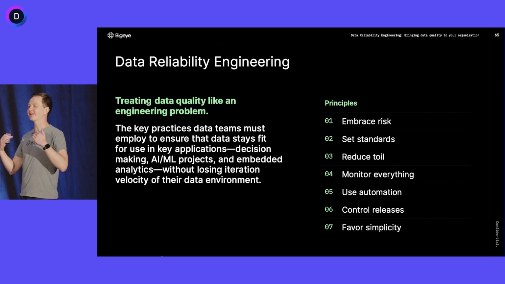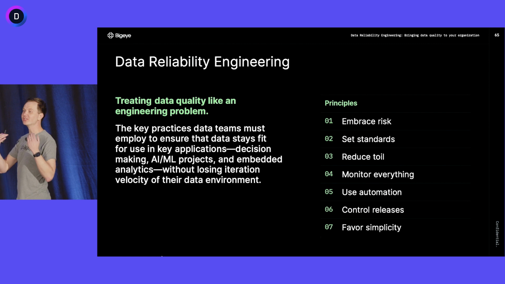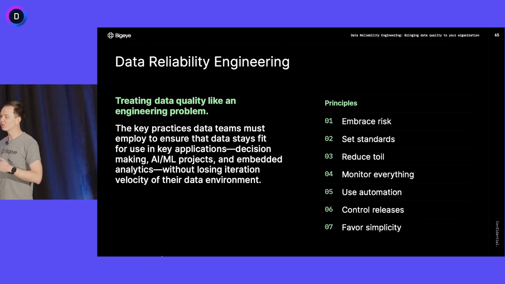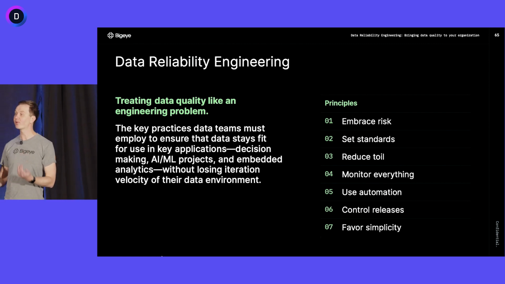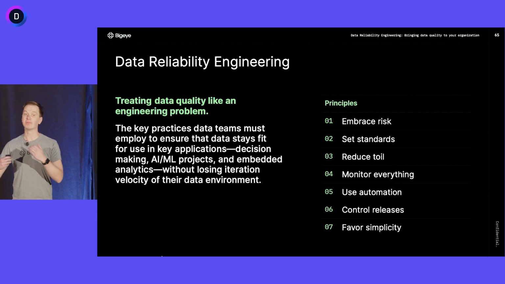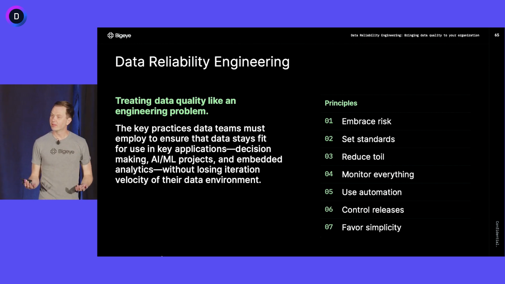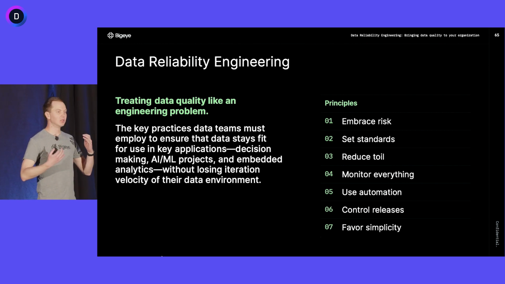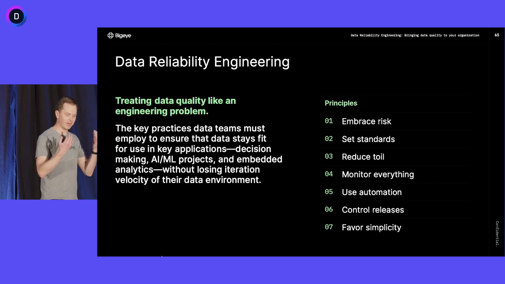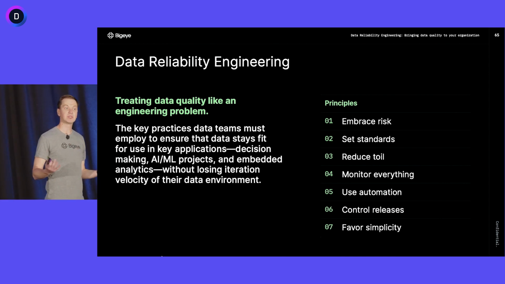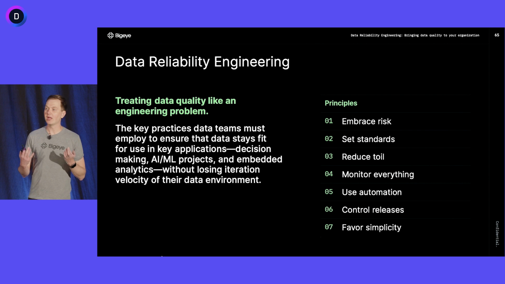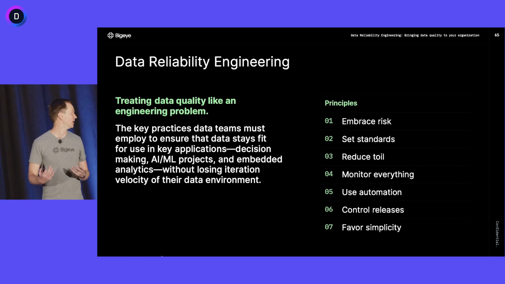If you treat data quality like an engineering problem, then what you're actually doing is you're saying, I will build solutions and systems and processes around this that are repeatable, that are reliable, that I can actually trust, not just myself, but the rest of my team to be able to execute and ensure the reliability of my data.